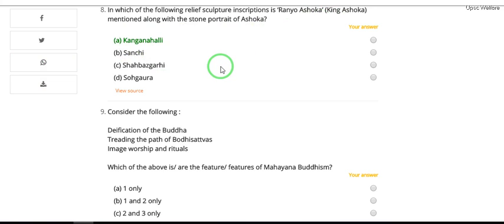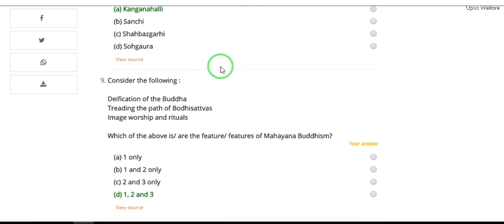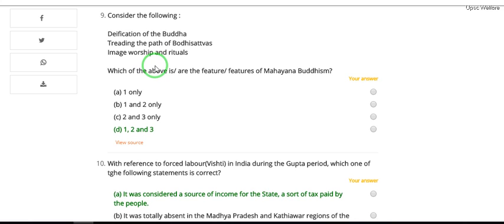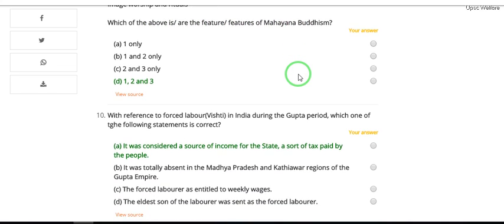Relief sculpture inscriptions. So now question number 9. Which one of the following is going to be correct? If we are talking about Mahayana Buddhism, these are all main features of it: deification of Buddha, treading the path of the Bodhisattva, and image worship and rituals. So these are all features of Mahayana Buddhism. So it is going to be 1, 2, 3.